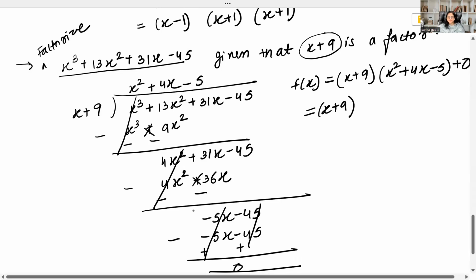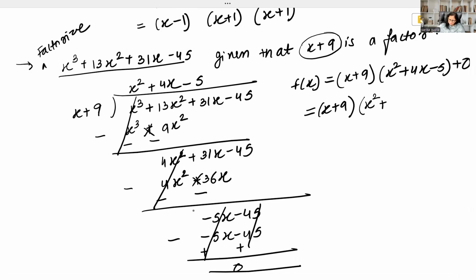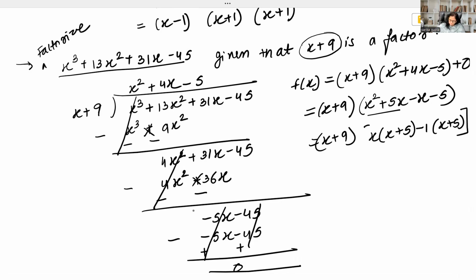Just go for the splitting the middle term method for the second expression. Taking out x common from the first two terms and minus 1 common from the next two terms. And now x plus 5 common from these two terms. We have obtained the factorization of the cubic polynomial.